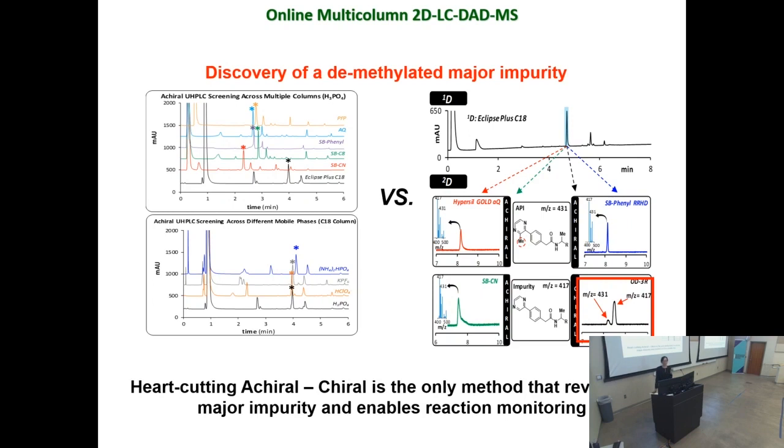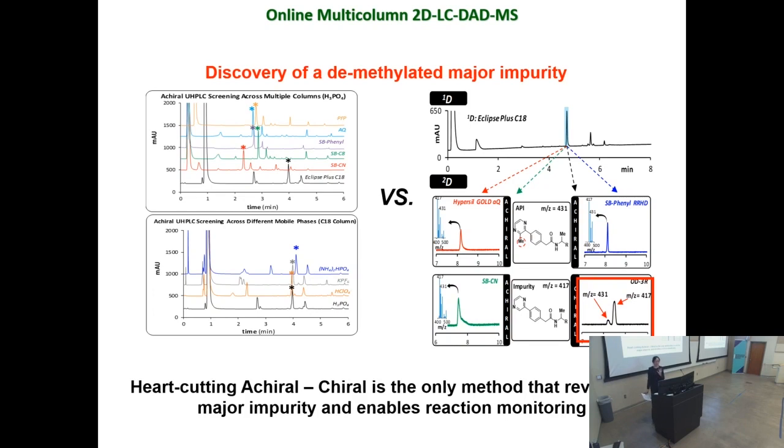This one I already mentioned before. One-dimensional achiral screening can separate most of the impurities, but cannot separate those methylated and demethylated compounds. Then in our screening condition, we pick the best condition as the first dimension, then we can hard cut the peak we're interested in and send it to the second dimension with multiple columns.